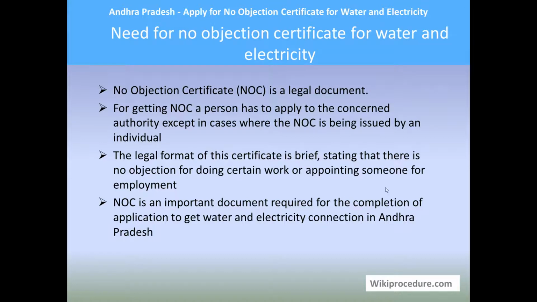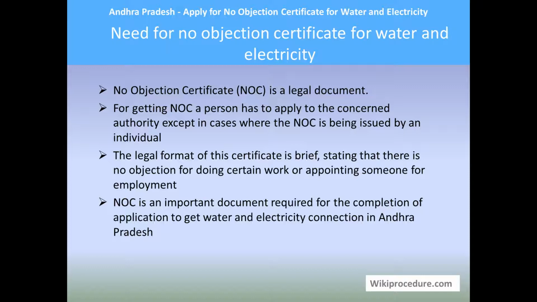Let us see the need for a no objection certificate for obtaining a water and electricity connection. First of all, a no objection certificate, usually called NOC in short, is a legal document issued for a purpose. For example, if somebody wanted to join a company for employment, they might require an NOC from the earlier employer in a lawful manner. So this NOC is required in different areas or fields for the same purpose of getting clearance.